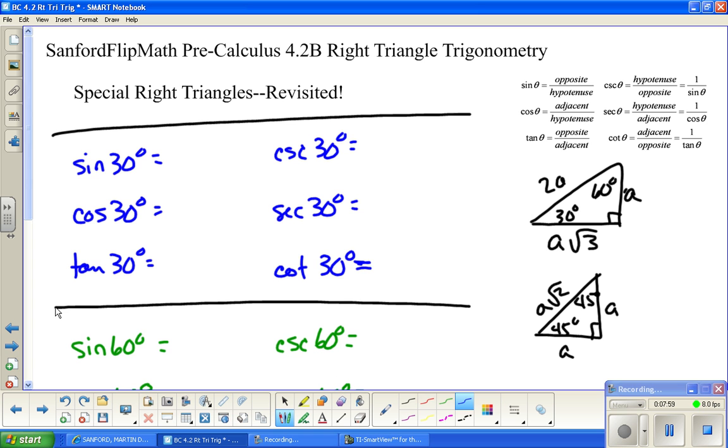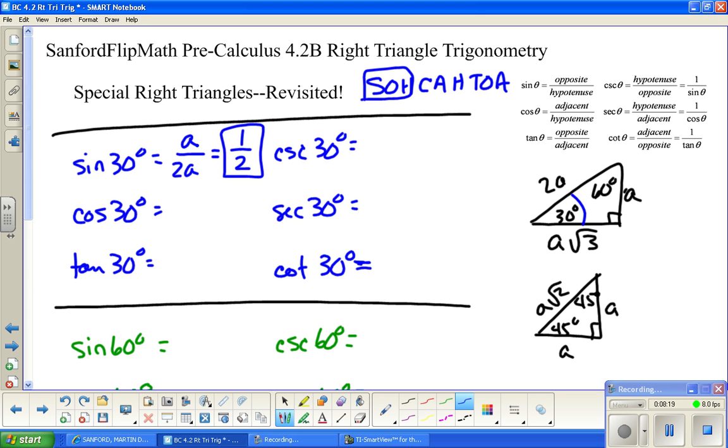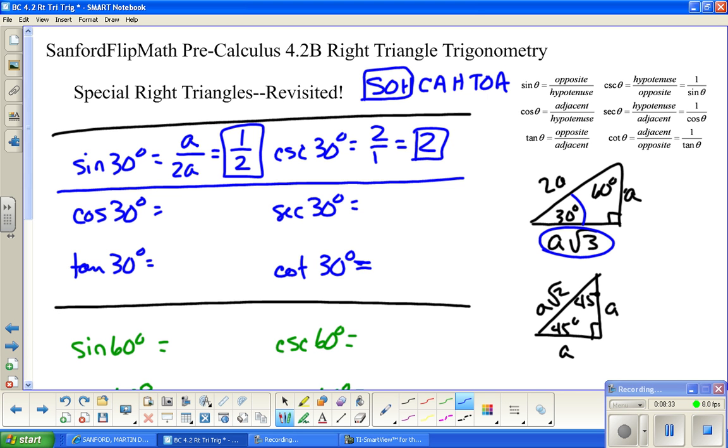So sine of 30. Now, just a reminder that SOHCAHTOA is one way to keep track of these. So sine is opposite over hypotenuse, so I'm going to go to the 30-degree angle and go across from it is A, and the hypotenuse is 2A, and I can reduce that to 1/2. So the cosecant should be the reciprocal of that, so 2. Okay, I'm going to go slow through some of this, and then I'm going to start boogieing. Cosine of 30, so that's adjacent over the hypotenuse, which is square root of 3 over 2.